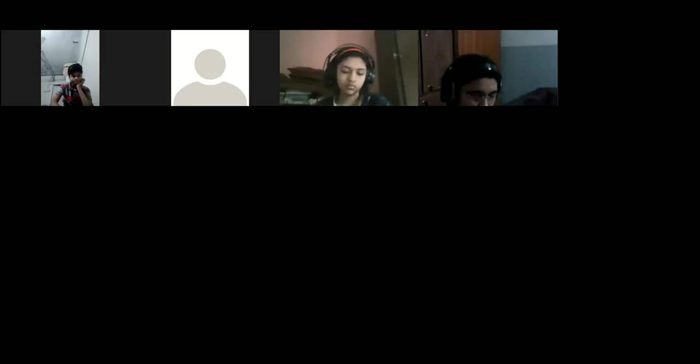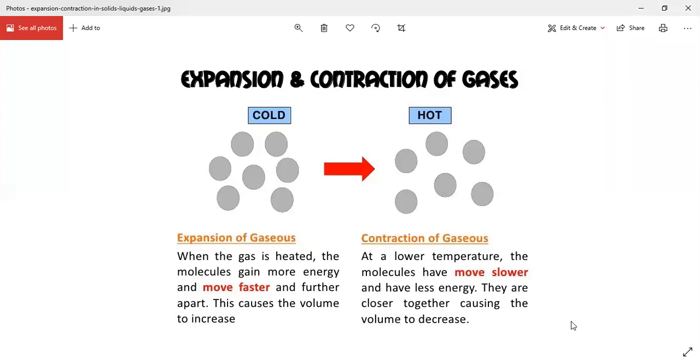Now let's move on to the gas part of it. So over here they are showing us the expansion and contraction of gases. Expansion of gases: when the gas is heated, the molecules gain more energy and move faster and further apart. This causes the volume to increase. Contraction of gases: at a lower temperature, the molecules move slower and have less energy. They are closer together, causing the volume to decrease.